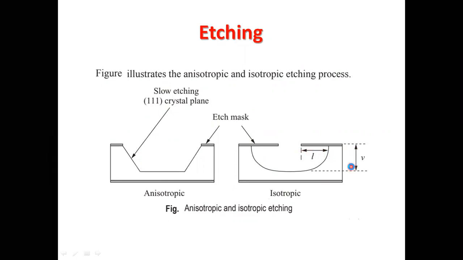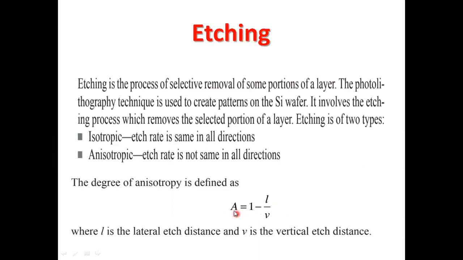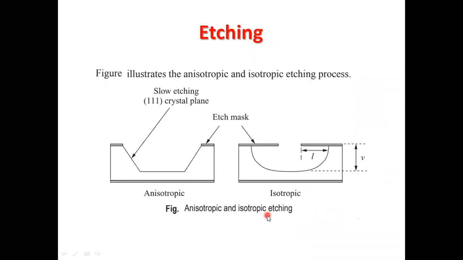Here L means the longitudinal edge and V is the vertical edge, as you can see in the formula for the degree of anisotropy, that is A equals 1 minus L by V. I hope this is clear to all of you. That is anisotropic and isotropic etching.